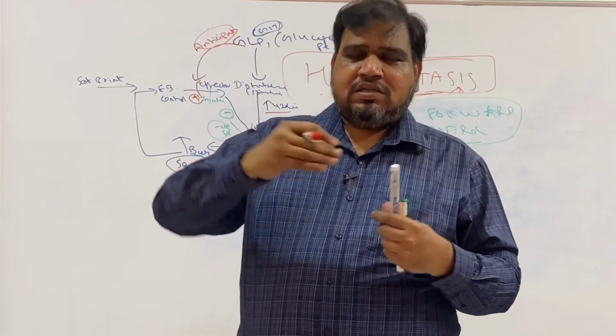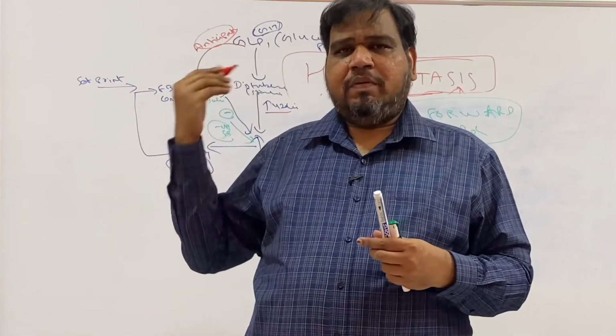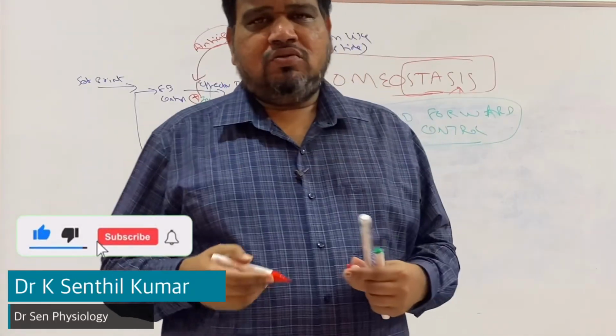Whatever I eat, those products stimulate the glucagon-like peptide, GLP-1, release from the GIT, and one of the functions of GLP-1 is producing insulin from the beta cell.